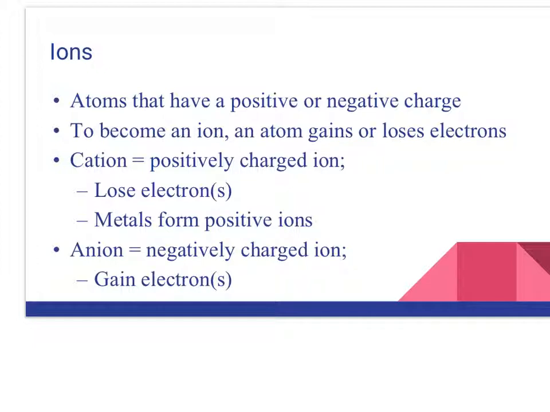And the other type of ion is an anion. Anions are negatively charged ions, and in order to become negatively charged, they gain electrons. Okay, and typically nonmetals gain electrons.